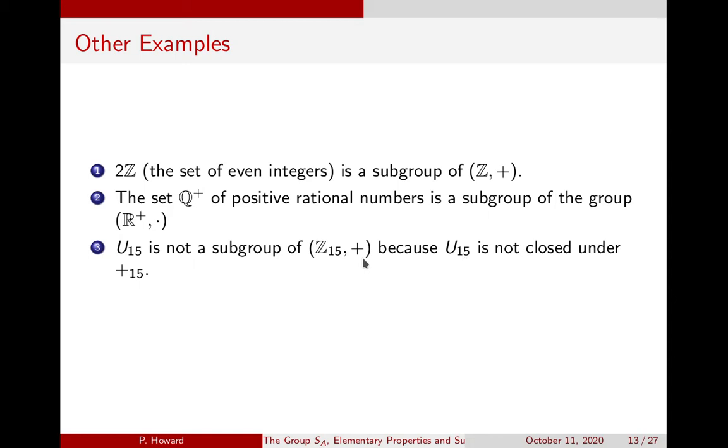Because U sub 15 is not closed under plus sub 15. Right? U sub 15 with the operation times sub 15 is a group. But it's a different story if we're using plus sub 15. For example, 13 and 2 are elements of U sub 15. But if you add 13 and 2 using plus sub 15, you get 0, which is not an element of U sub 15.